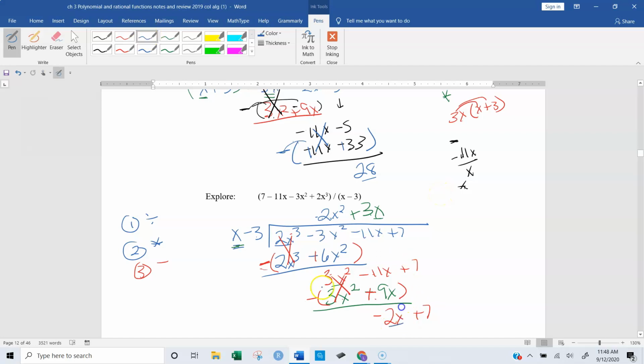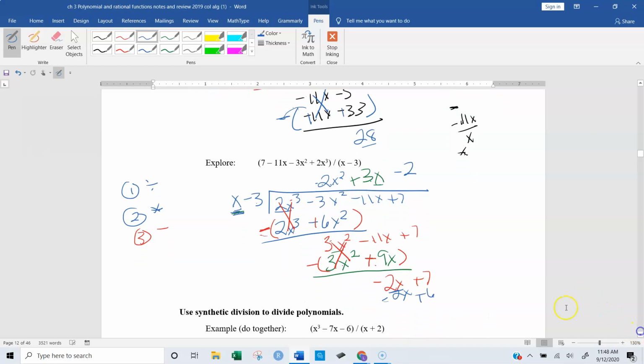So now we're going to take negative 2x divided by x, and you should have gotten negative 2. Multiply negative 2 times x, negative 2x, negative 2 times negative 3, plus 6. And now we still have to subtract. So minus a negative, so this guy cancels. 7 minus 6 is going to give you 1. So my remainder is 1. So we're going to write plus 1 over what we divided by, which was x minus 3. So just remember, divide, multiply, subtract.